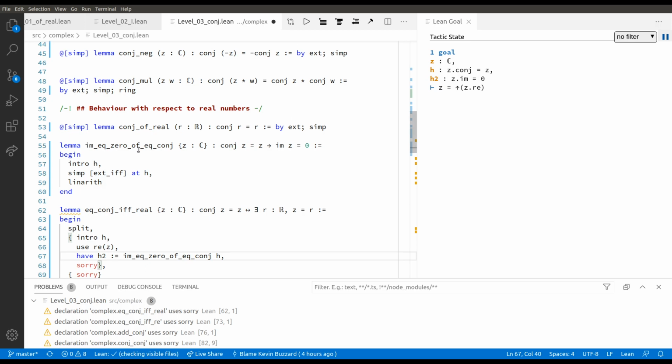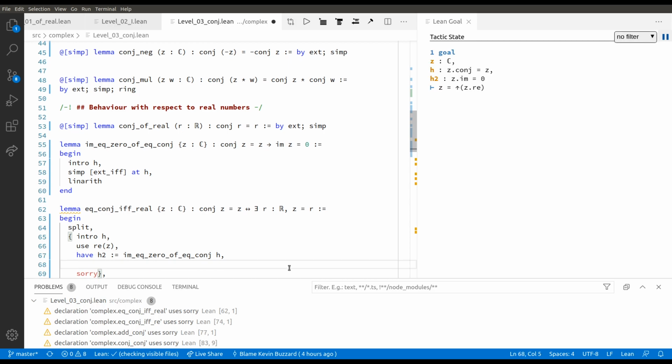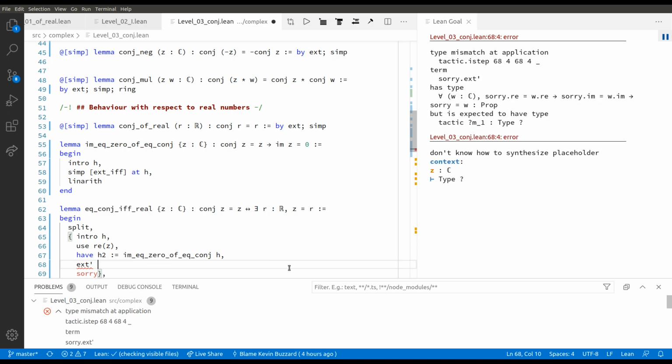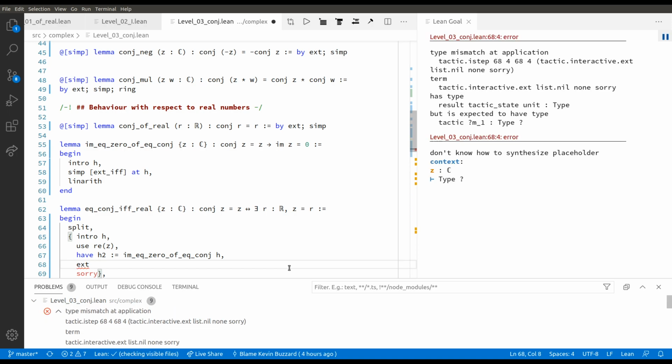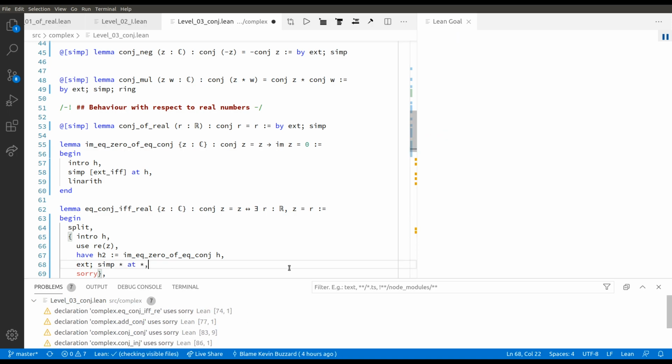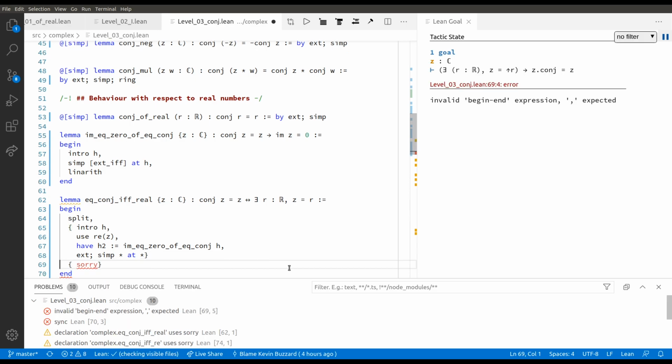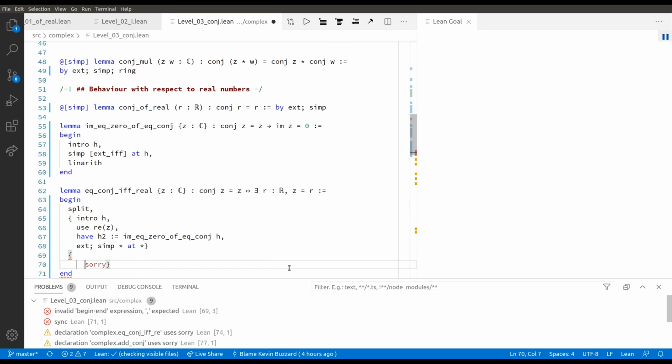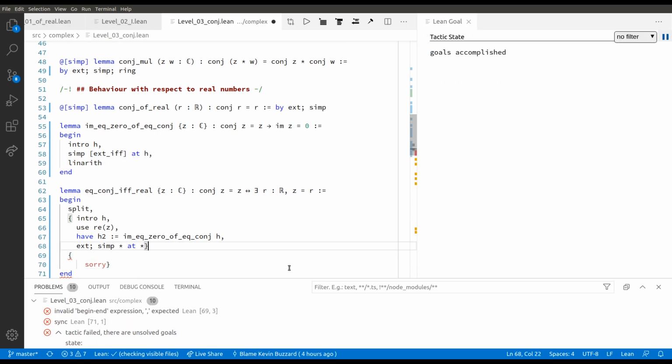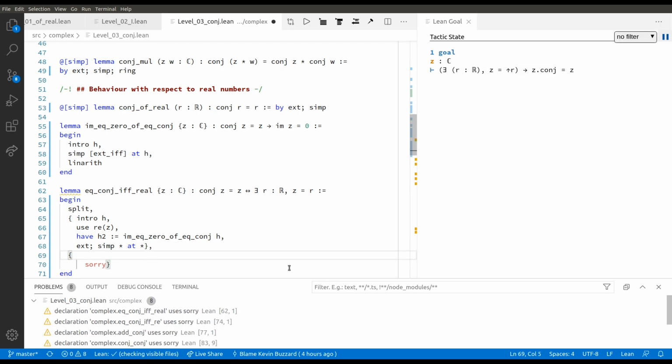So this lemma that we've just proved, we know that the imaginary part of Z is 0. And now I'm hoping that this will work. Ext, simp star at star. Will that do it? Yeah, that's done it. And so now what's the other way? Oh, hang on, there's a comma missing.